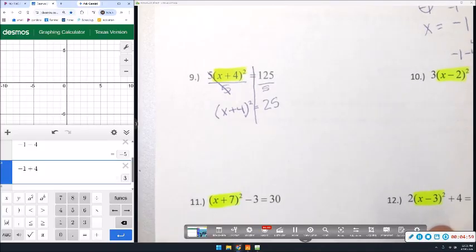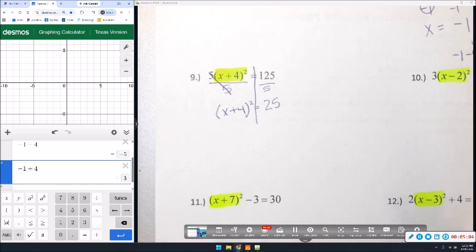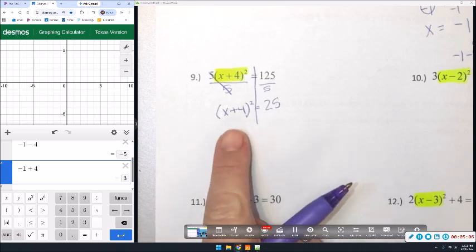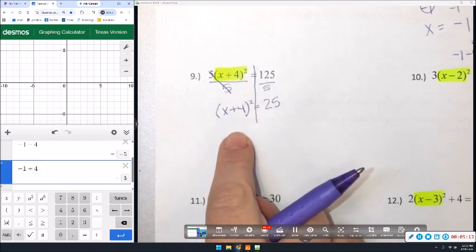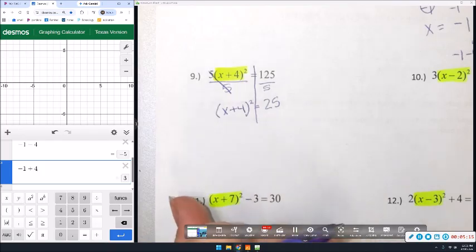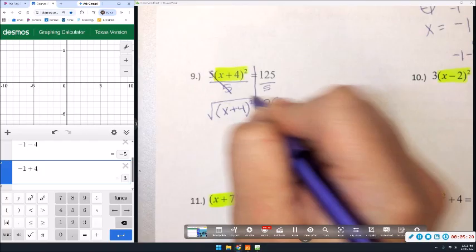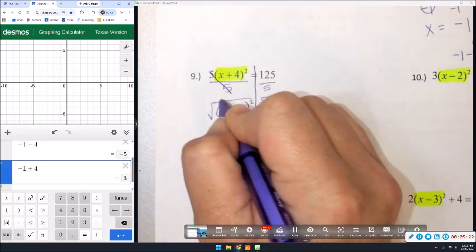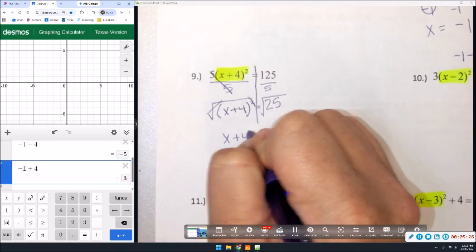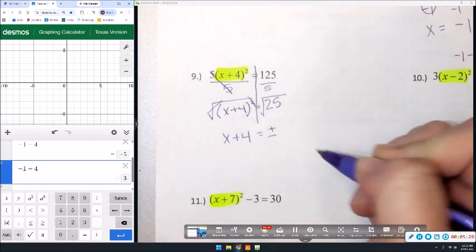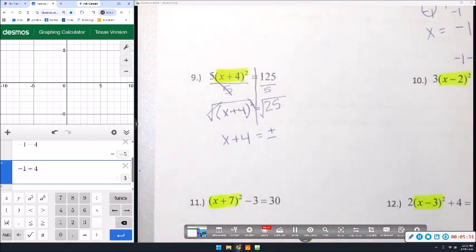What's my next step? No. That's inside parentheses. You can't move it. Is what's squared alone? Yes. So what do I do? Square root. So square root cancels the squared. So I get x plus 4 equals positive and negative. What's the square root of 25? 5.